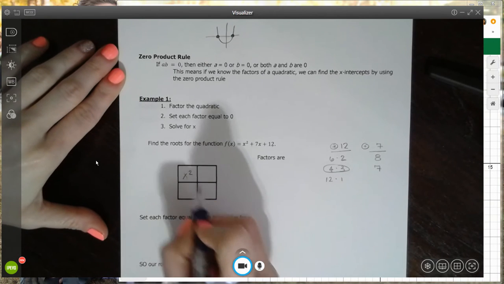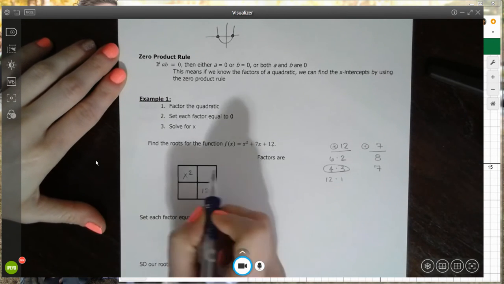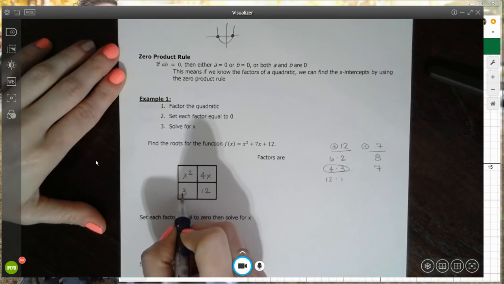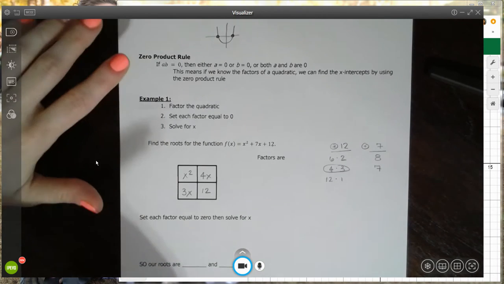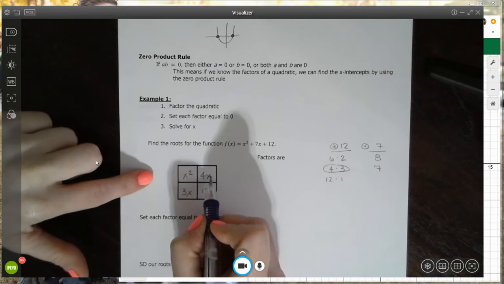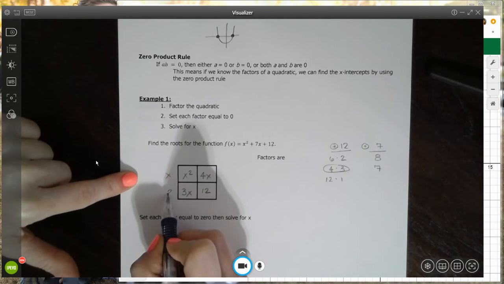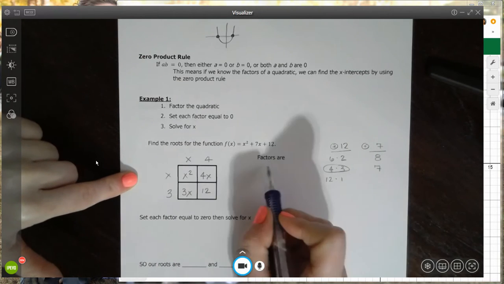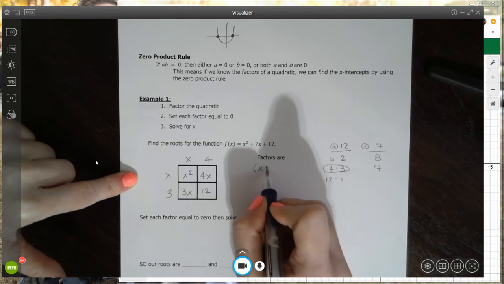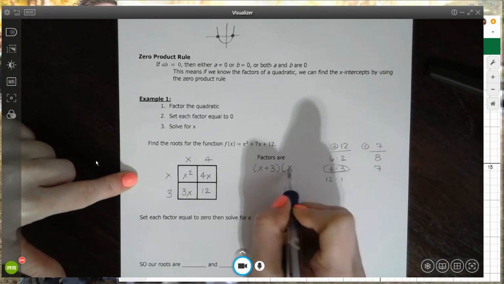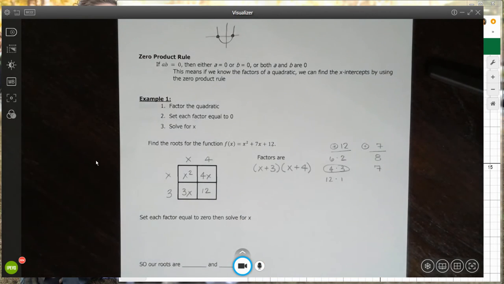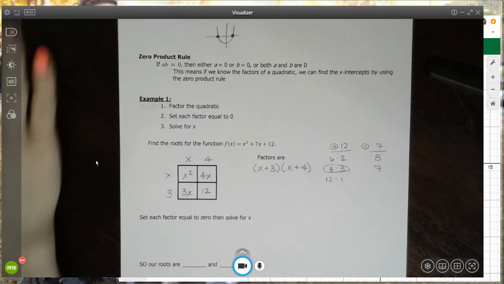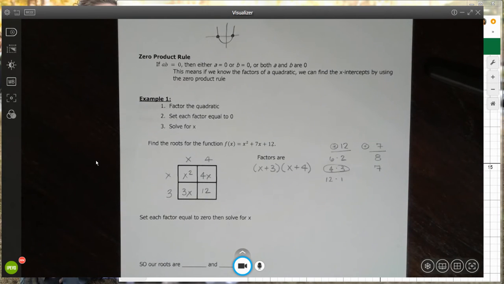So this corner is going to be x squared, and this corner is going to be 12. Then I have 4x and 3x. This is just factoring. So this way they have x in common and 3. Across the top, I will have x in common and 4. So my factors are x plus 3 times x plus 4. Nothing is different from what we've done before. What we're going to do next is where things get a little different.